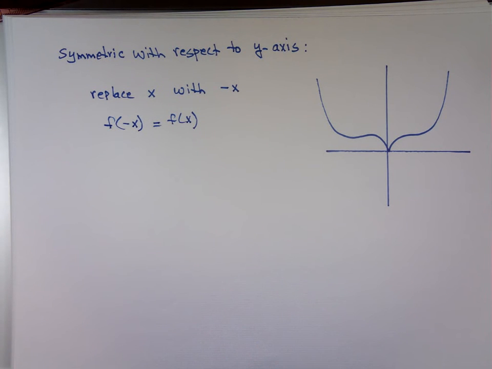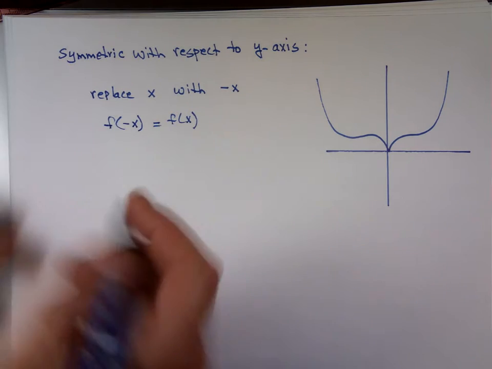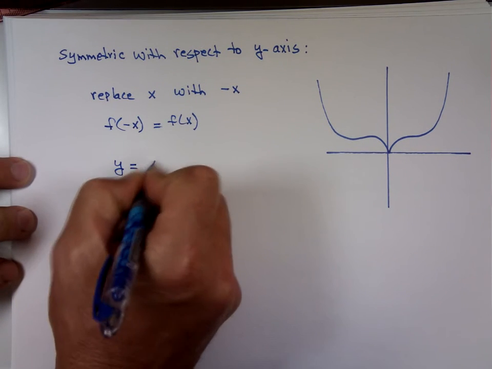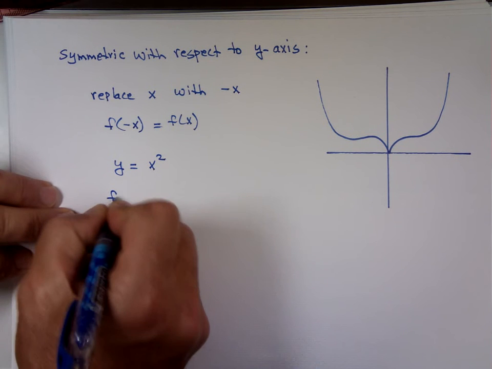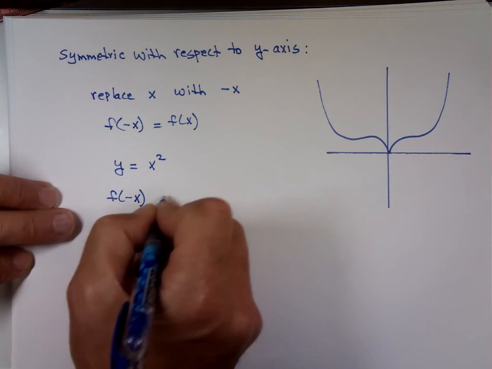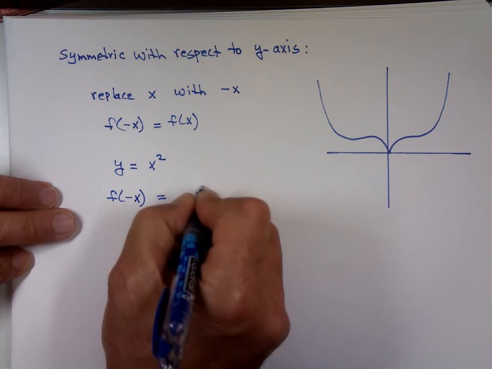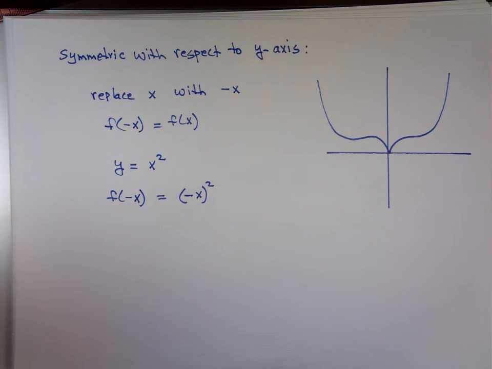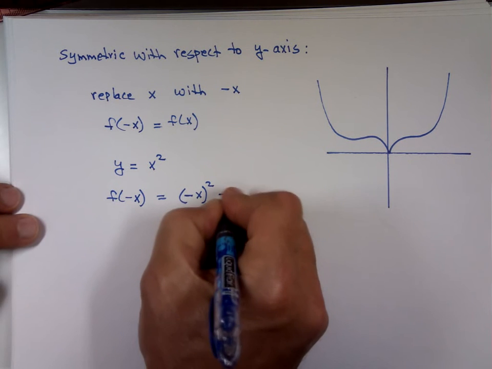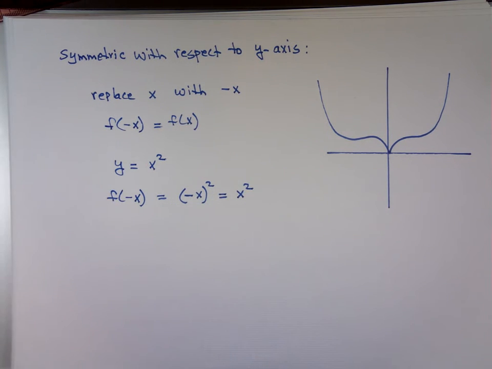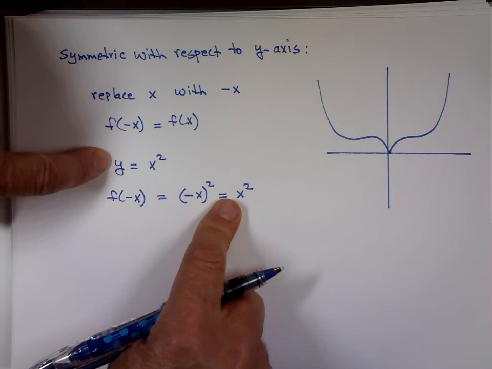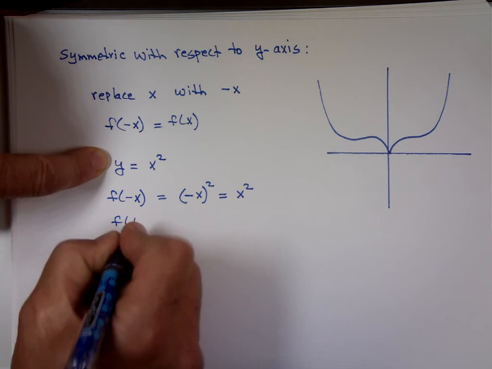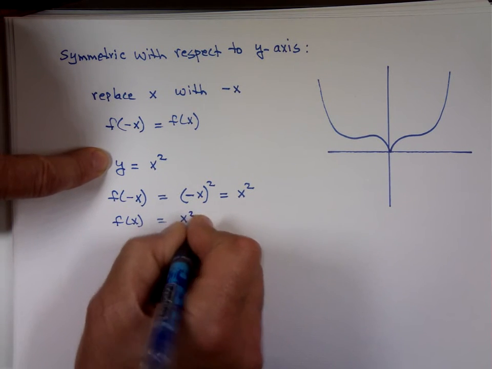For example, quadratic parabola, y equals x squared. This function is symmetric with respect to the y-axis. Why? Because if you replace x, what's f of negative x? Replace x with negative x. This will be negative x, squared. And what happens when you square a negative sign? It becomes a plus. Is that the same as this? Yes, because f of x was x squared. So this is symmetric with respect to the y-axis.